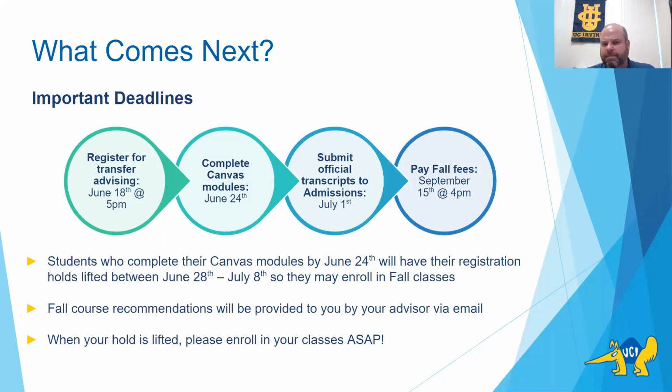And then a couple of admissions deadlines. Official transcripts need to be sent to admissions by July 1st. Very important deadline there. So make sure that everything you need to be sent to UCI admissions is sent there. And then your fees for fall quarter are due by September 15th at 4 p.m.